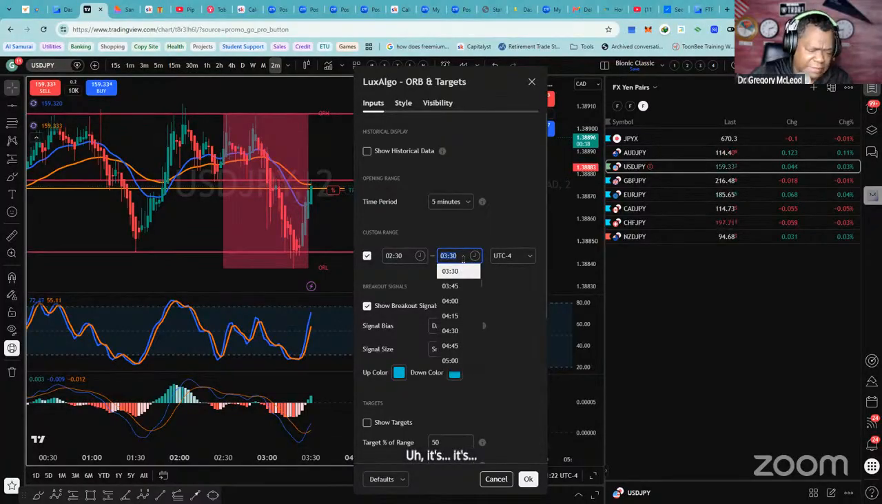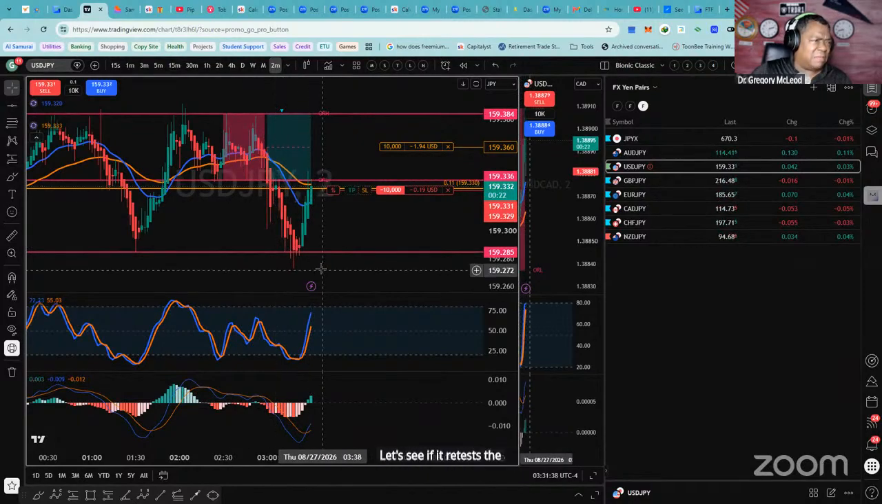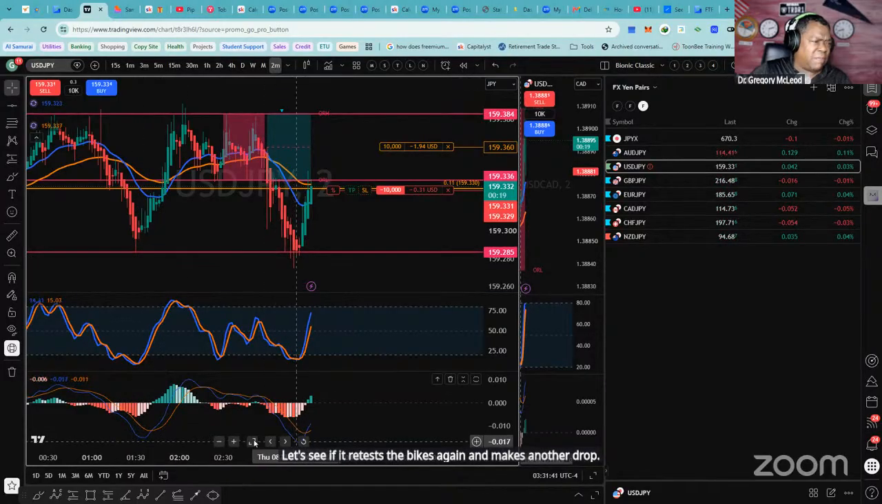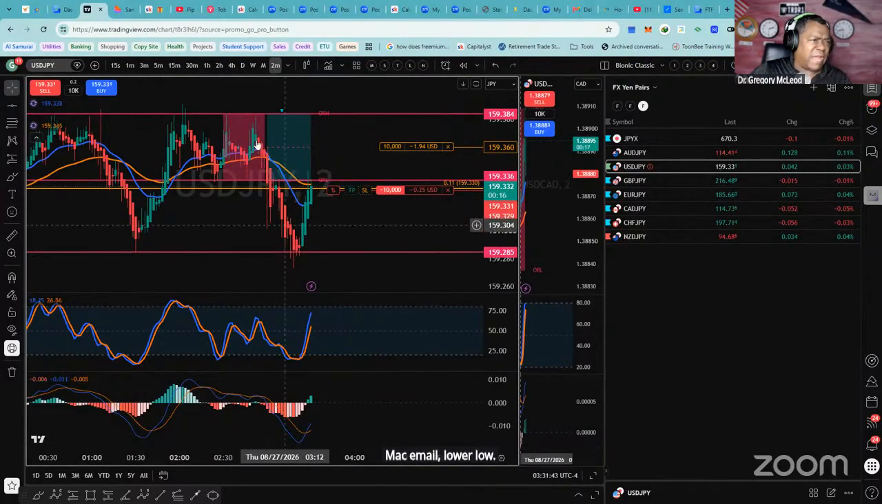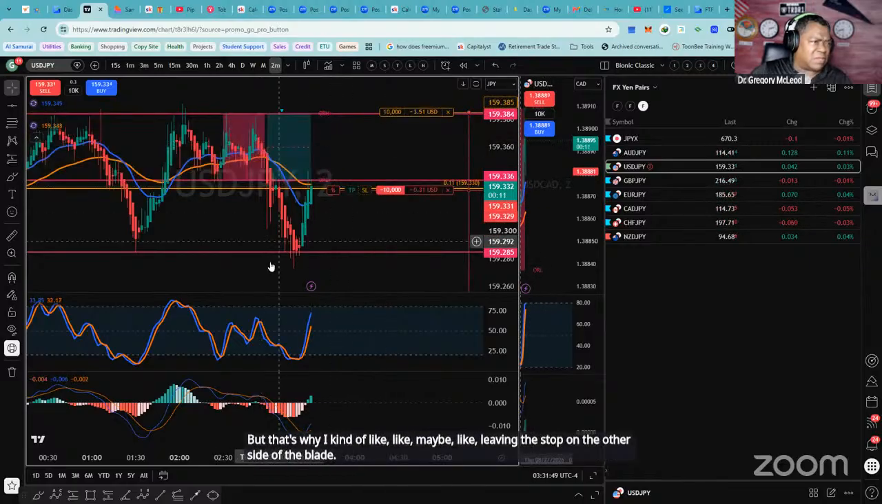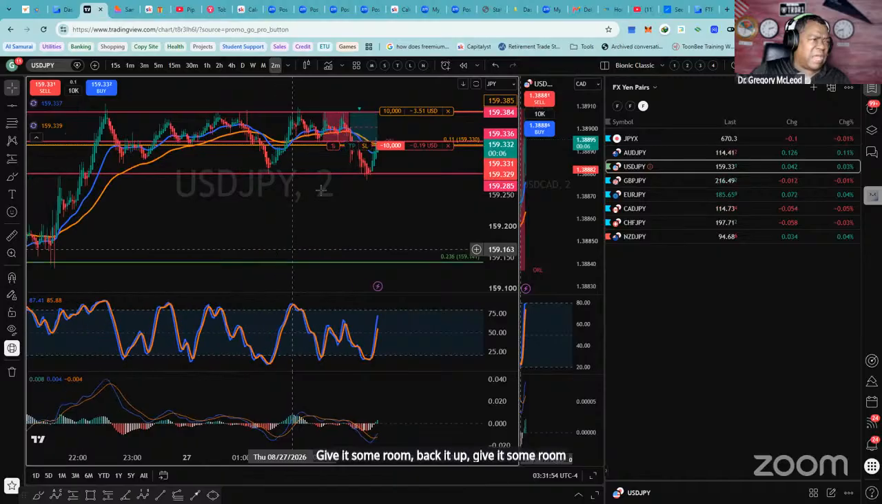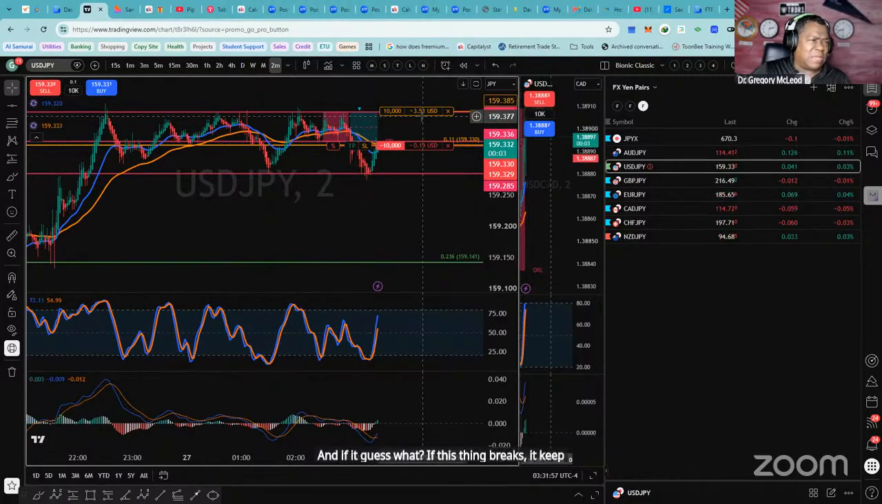It can be very fast. But sometimes if it's a clean, orderly move, then it's something that we want to. Okay, so this came back, retest the box. Let's see if it retests the box again and makes another drop, a lower low. But that's why I like leaving the stop on the other side of the blade, right? And just give it some room. Back it up, give it some room. And if this thing breaks and keeps going, I'll risk 351 to figure out if I should get long or not, right?